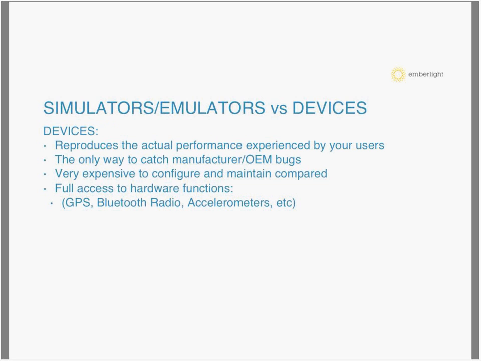So real devices, there are obviously advantages to running on real devices. One of the big advantages is it's really the only way to reproduce the actual performance that your users are going to experience. Just because something runs really well on your simulator or your emulator doesn't mean it's going to run well on the physical device. So this is really the only way to test that. Also, it's the only way to catch manufacturer and OEM bugs.